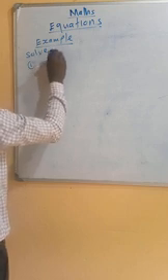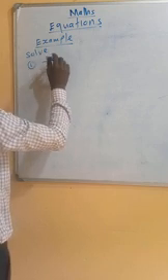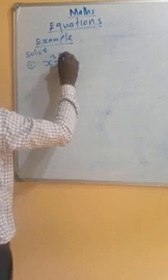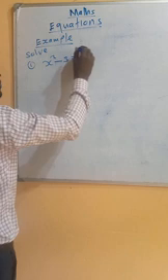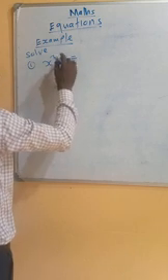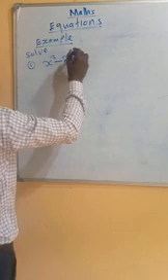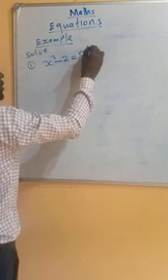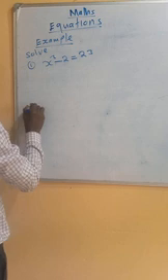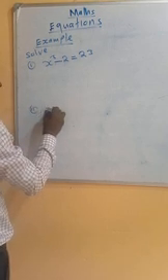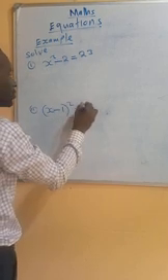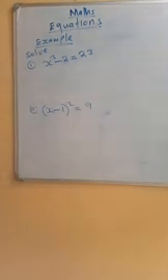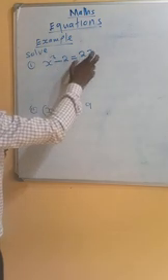This is x squared minus 3 is equal to, let's say, put a 2 here. This is 23. And 2, let's say, x minus 1 squared is equal to 9. So we'll try to solve these two equations. So this is x squared minus 2 is equal to 23.